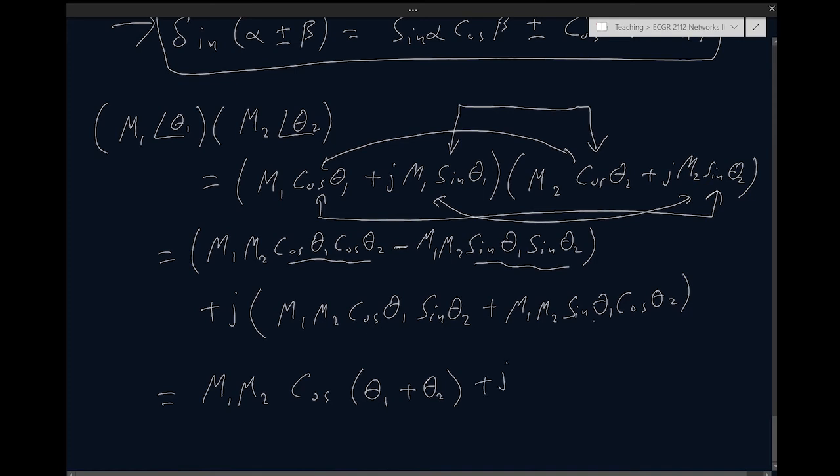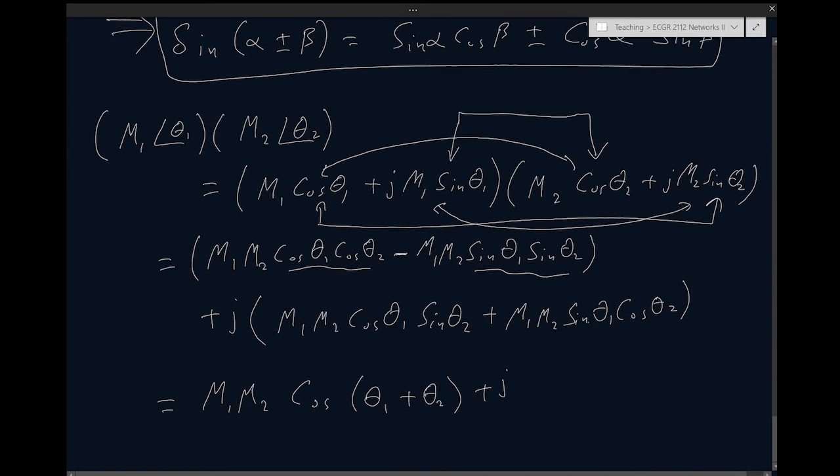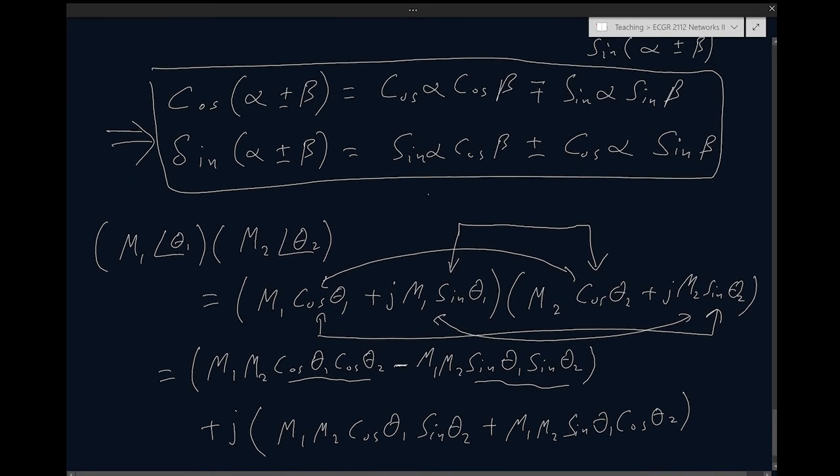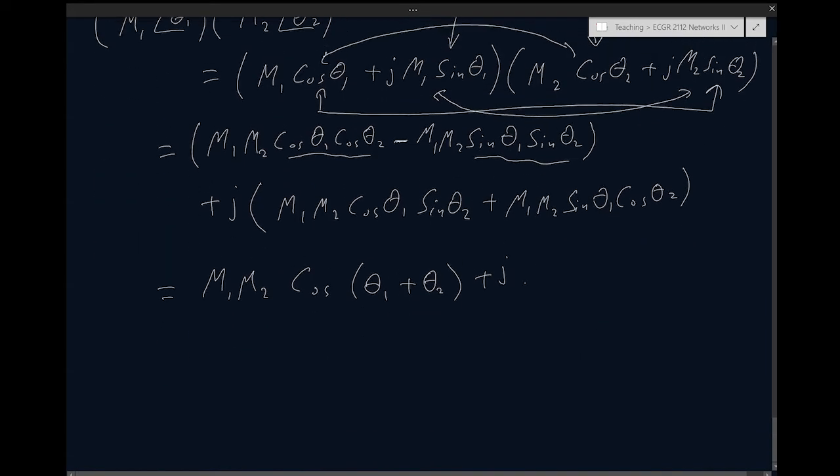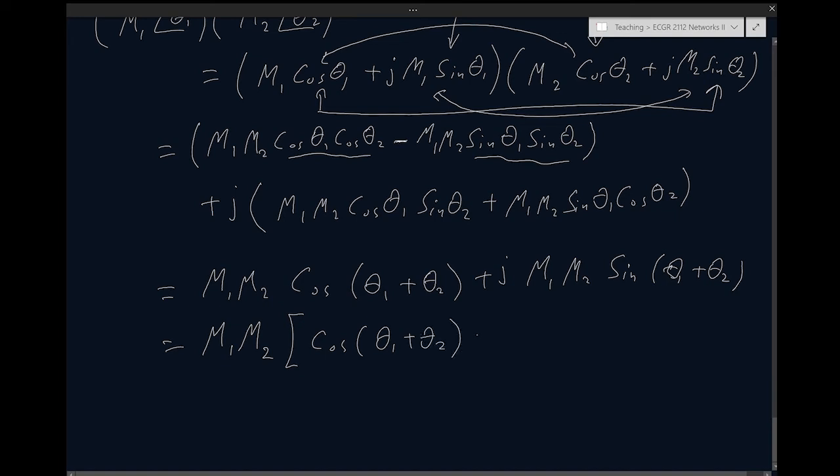I see here I have sine theta 1 cosine theta 2 plus cosine theta 1 sine theta 2. That's equivalent to this expression here, which is clearly sine of theta 1 plus theta 2. So this is M1 M2 sine of theta 1 plus theta 2. So in the rectangular representation, the product is going to be M1 M2 times cosine of theta 1 plus theta 2 plus j sine of theta 1 plus theta 2. This is in rectangular representation.